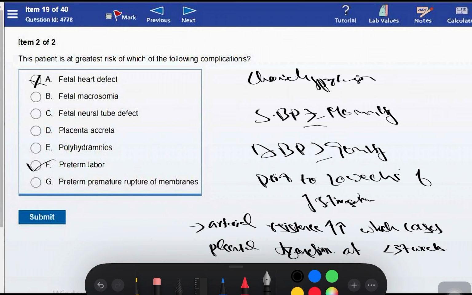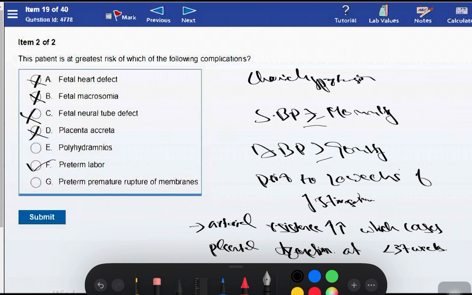Now come to choice A. Why is choice A incorrect? Fetal heart defect. Congenital heart defects are commonly associated with genetic abnormalities, for example trisomy 21 and Turner syndrome. Choice B, fetal macrosomia. As we already know, uncontrolled diabetes in pregnancy is a common risk factor for fetal macrosomia. Choice C, fetal neural tube defect. Neural tube defects are associated with genetic syndromes, for example trisomy 13 and trisomy 18.